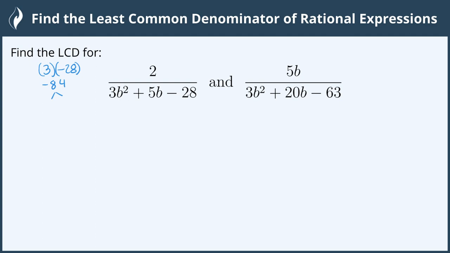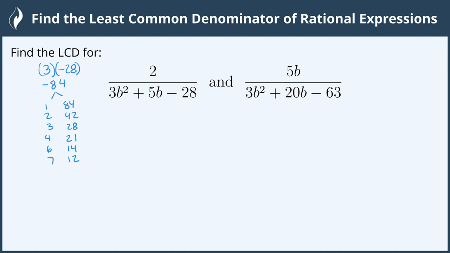Let's find all the factors of 84. This is 1 times 84, 2 times 42, 3 times 28, 4 times 21, not 5 but 6 will go in, 6 times 14, and 7 times 12, and that's it.